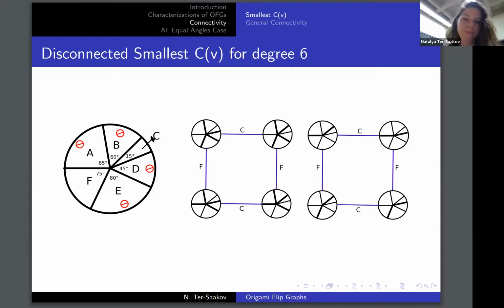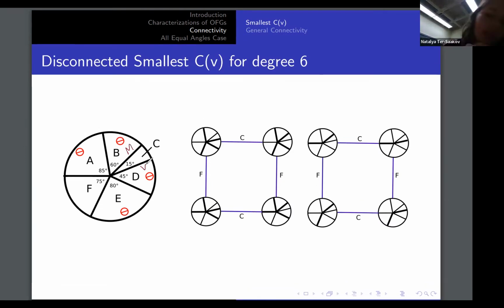smallest angle at C. But this means that if we've already decided whether to assign mountain or valley to the creases bordering C, we can never flip face B, because if we flip face B, then C would no longer follow big little big. We wouldn't have one mountain and one valley. Similarly, we can never flip D. And then once you fold up C, we see we can't flip A or E because F is the smallest angle. So here we can only flip C or F and can never get from having majority mountain creases to majority valley creases by just these flips.